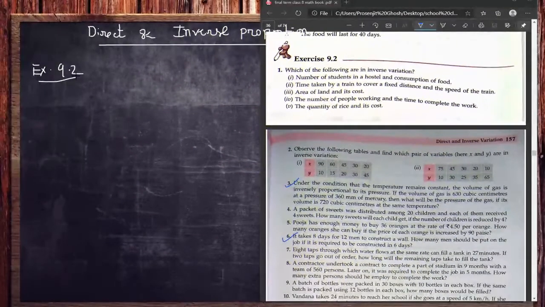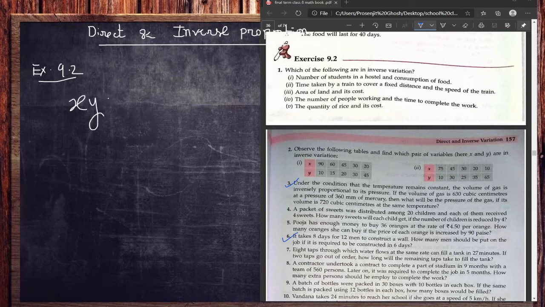All right. So we have exercise 9.2. This exercise is all about inverse proportion or inverse variation. And I told you that the master formula of inverse proportion or inverse variation is that the product of the given variables should be constant.